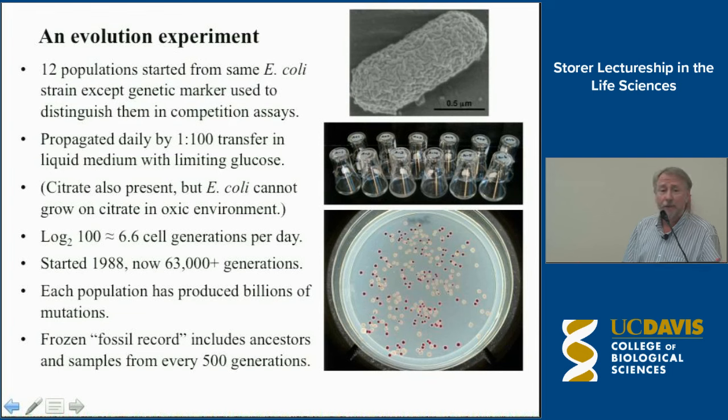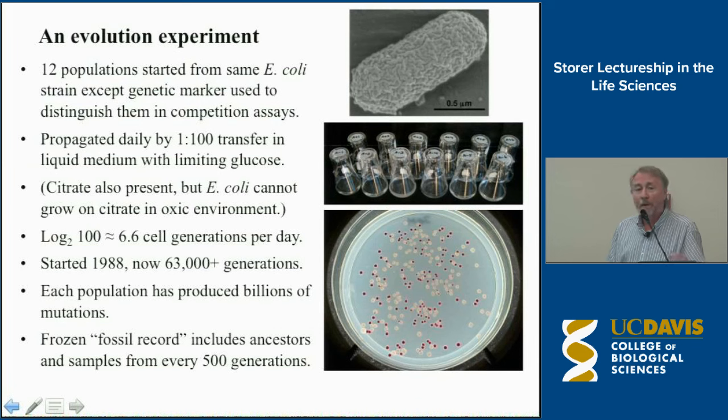Besides glucose, the sugar, there is another carbon source in there, which in the later part of my talk we'll come back to, that's called citrate. It's in this recipe as a chelating agent that binds to iron and makes the iron bioavailable to E. coli. But E. coli, going back to the original definition of E. coli as a species, can't grow on citrate. It cannot transport citrate into the cell.